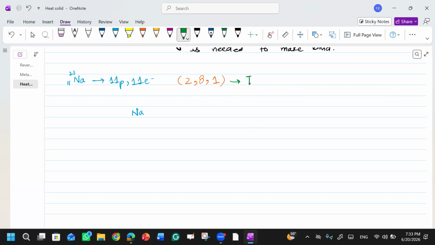To follow the octet rule, sodium will tend to lose an electron, to lose 1 electron. Are you clear with this statement? Is there any confusion in this? When it loses 1 electron, what will remain behind? 2 and 8. Let me write it over here. This is sodium, and now it has lost one electron.